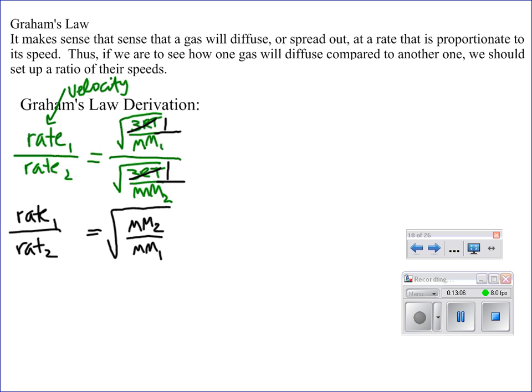Boom. So what I use Graham's law for is either to find the molar mass of a gas or to find the ratio of rates of gases, knowing what the gases are and putting their molar masses in there. That's it. It's really simple. So let's go ahead and apply this to the next problem.